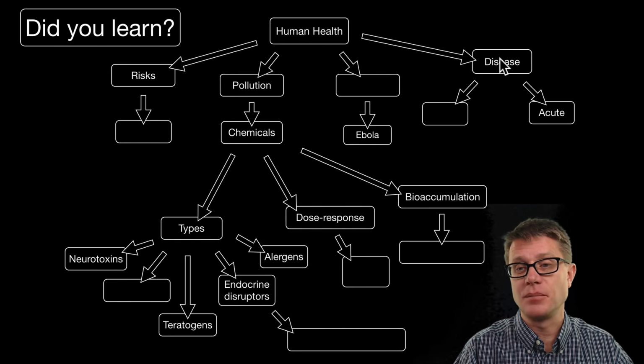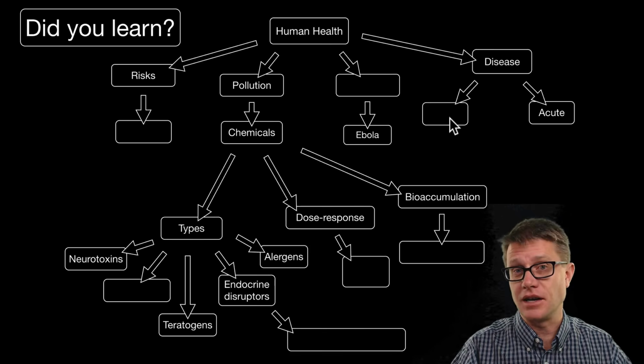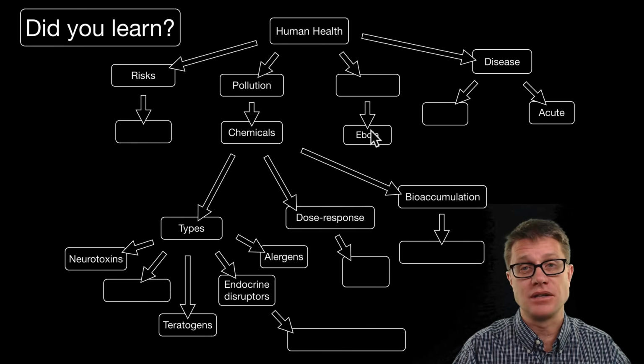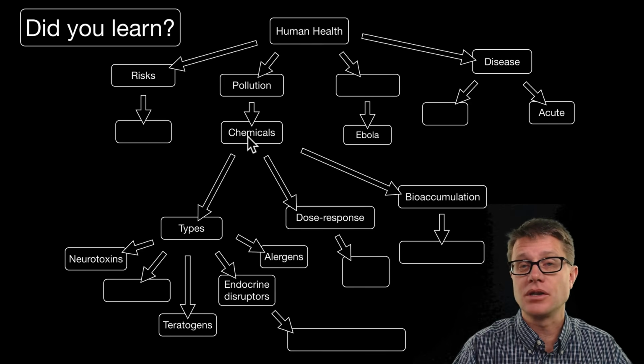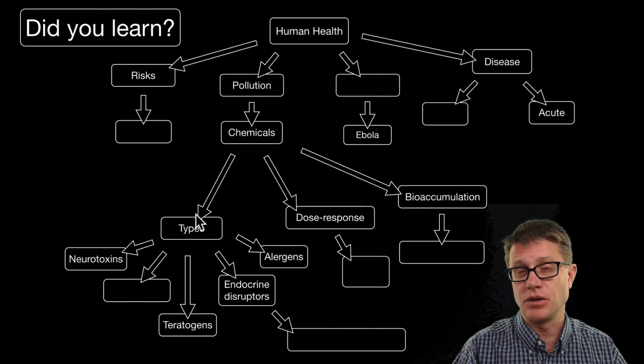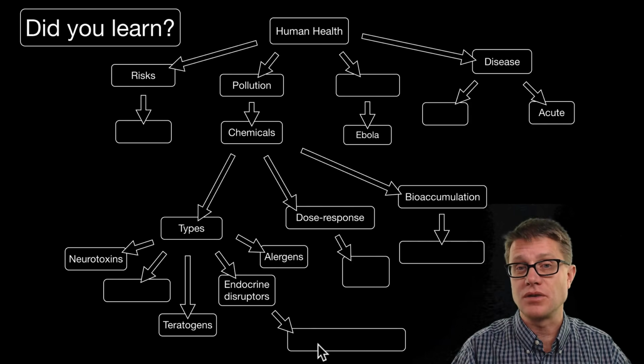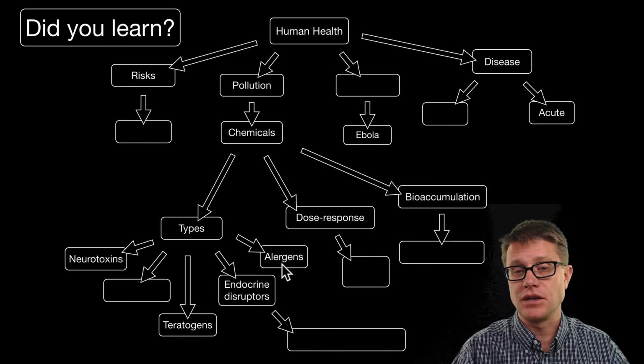Human health can be impacted by diseases which are chronic, it takes a long time, or acute, can be caused by pathogens like viruses, for example, Ebola virus, or risks like smoking. But pollution is chemicals that are toxic to us. We break those into 5 categories: neurotoxins, carcinogens, teratogens, endocrine disruptors. Remember, we used the Stockholm Convention as a treaty to try to stop using the dirty dozen of these endocrine disruptors. We have allergens, which affect each of us differently.